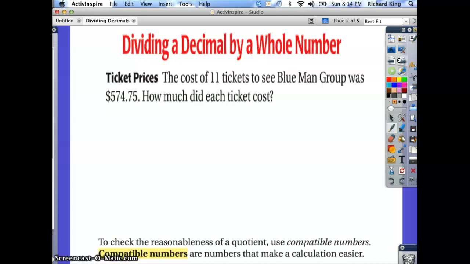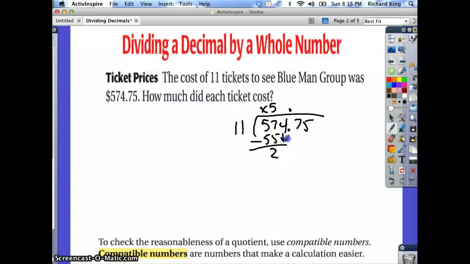So let's set this up. $574.75 divided by 11 to find out how much each ticket cost. Since your divisor is already a whole number, we can just divide, and the decimal in your dividend will go straight up in your answer. So 11 into 55 won't go, but 11 into 57 will go 5 times, which is 55.